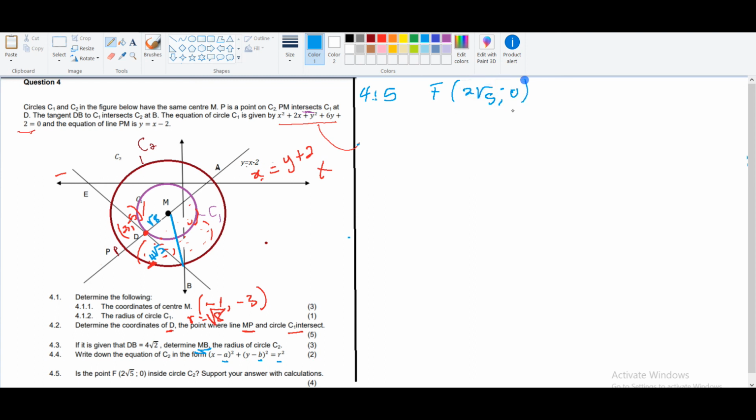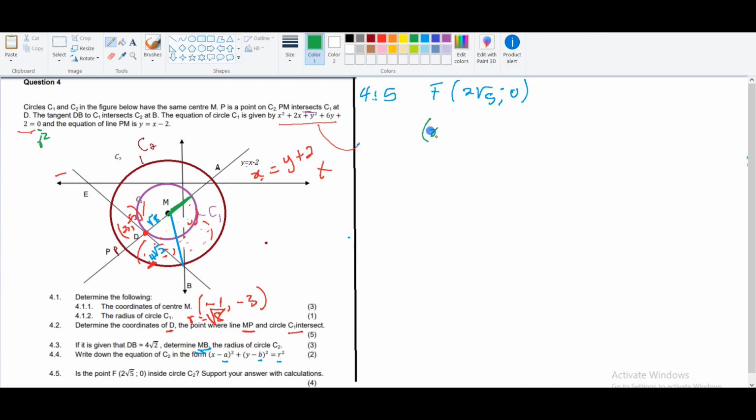So they are saying, is it lying inside or outside the circle? You must answer by showing calculation. Use your brain, guys. If you have a circle like this one, right, then, if a point is lying inside a circle, that means, remember the equation of a circle, this side is equal to r squared.